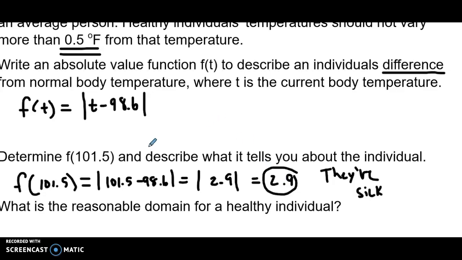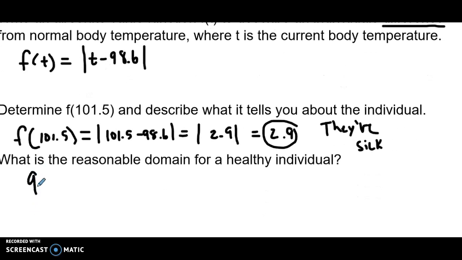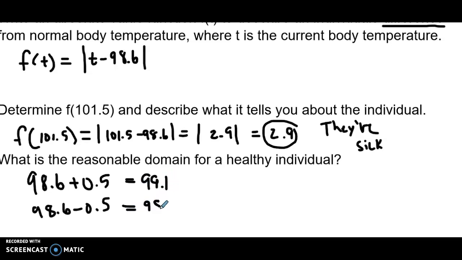So a reasonable domain for a healthy individual. So we need to find all of the temperatures that are within 0.5 degrees of 98.6. So we can do 98.6 and add a half, or we can do 98.6 and subtract a half, and all of that would be within the healthy range. This is 99.1, and this is 98.1. So the reasonable domain would be between 98.1 and 99.1.